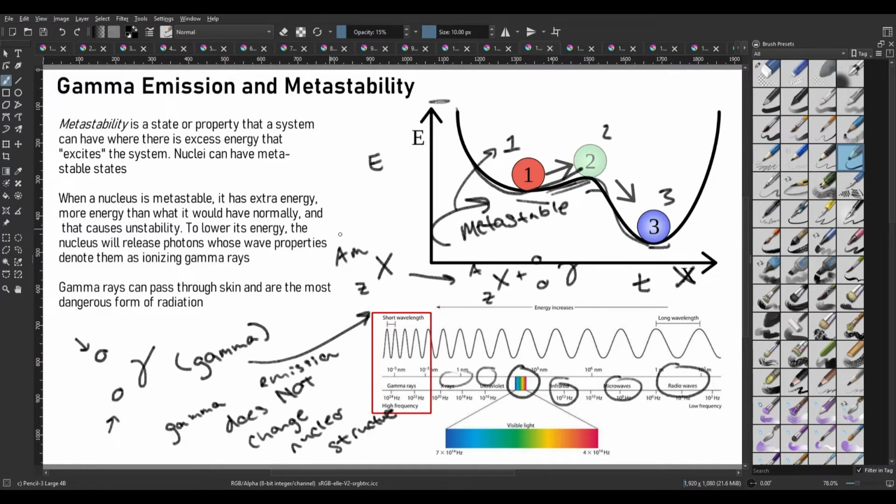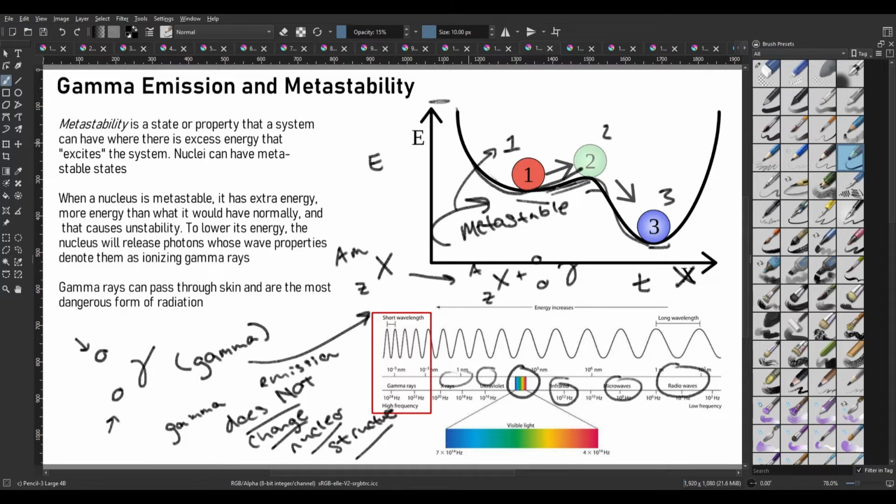We're usually going to see this with nuclear isomers, and that's just a fancy term that means some sort of nucleon has more energy than the rest of them comparatively, and this is really all we need to know about gamma. But the biggest thing to understand is that gamma emission does not change nuclear structure. All it does is release energy like this.